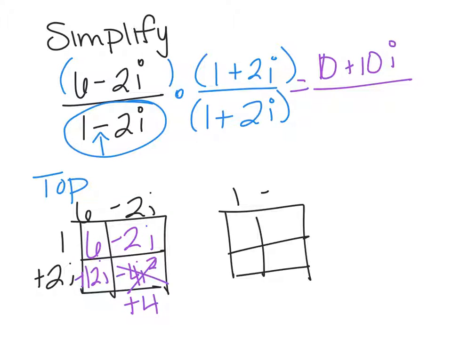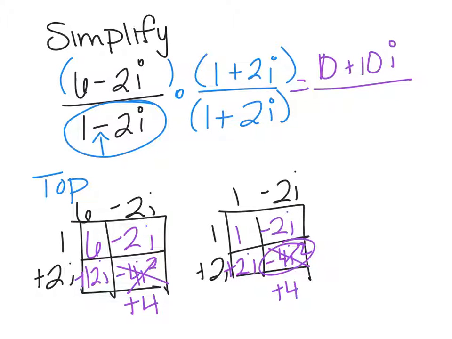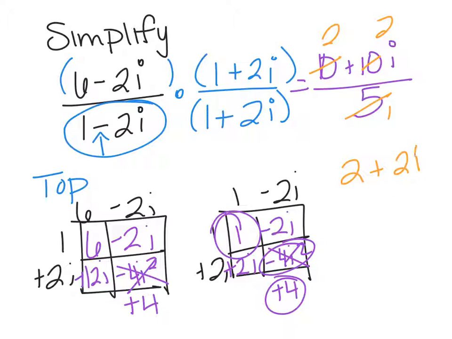The bottom, I have 1 minus 2i, 1 plus 2i. So 1 minus 2i plus 2i minus 4i squared. This right here becomes a positive 4. So 1 plus 4 is 5. Next, I'm going to check all 3 pieces. And since all 3 pieces are divisible by 5, that goes in 1 time, that goes in 2 times, that goes in 2 times. My final answer is 2 plus 2i.